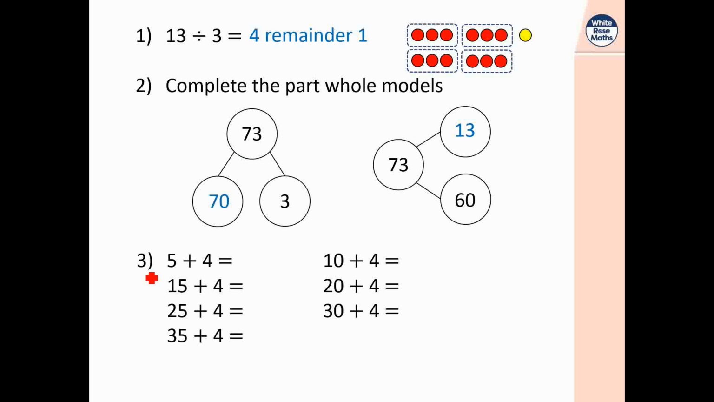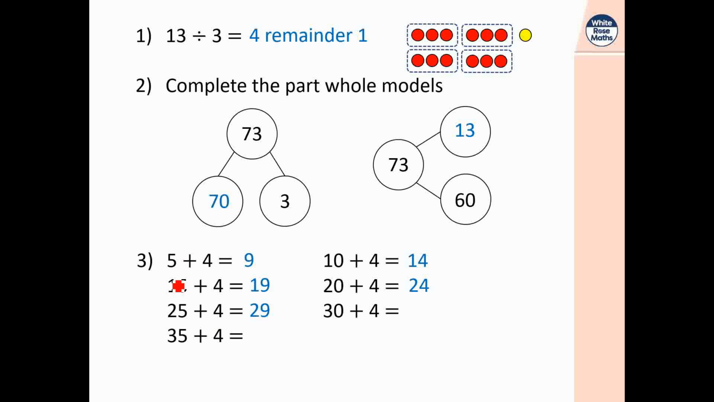Okay, some simple adding, but you'll see here they've got 5, and then they put another 10 on each time. So we start with 5 plus 4. What is that? 9. Okay, so 10 plus 4 is 14, and then 15 plus 4 is, as you said, 19. What's 20 plus 4? 24, good.